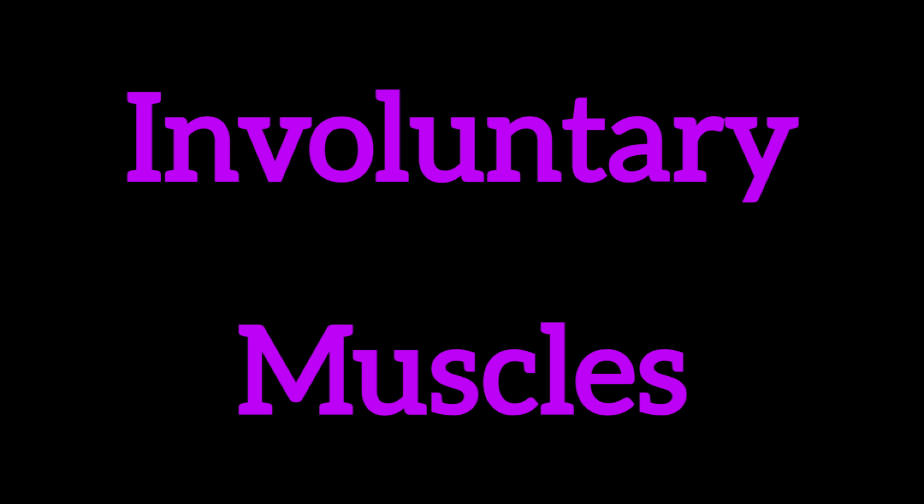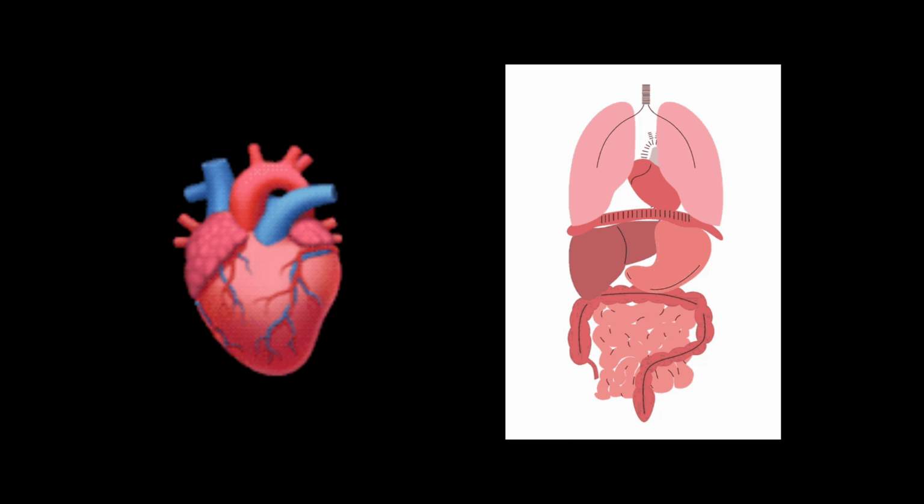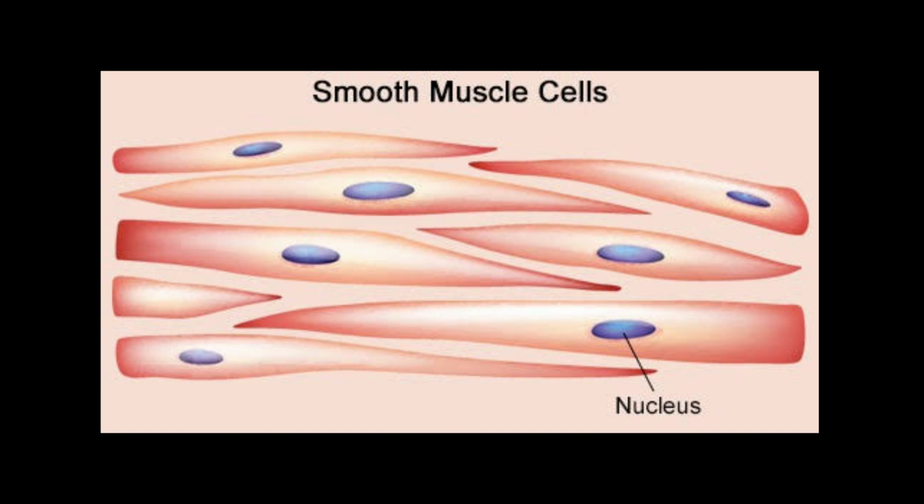Next, let us learn about involuntary muscles. The muscles which are not under our control are called involuntary muscles. The cells are long, with pointed ends and spindle shaped. The cells are uninucleated, means a single nucleus is present. There are no dark and light bands. Hence they are called unstriated muscles.